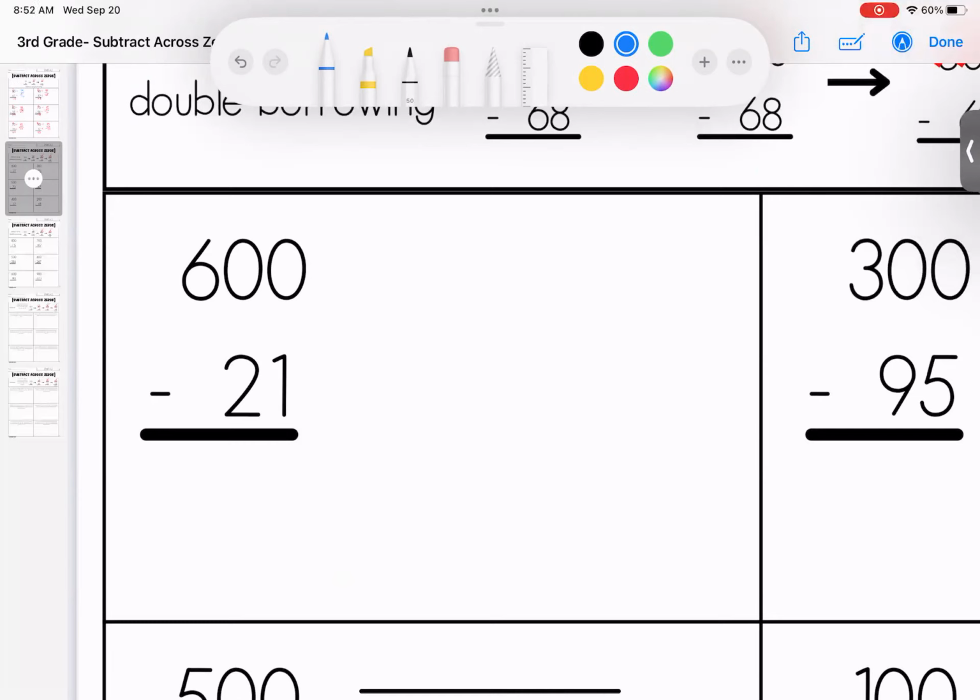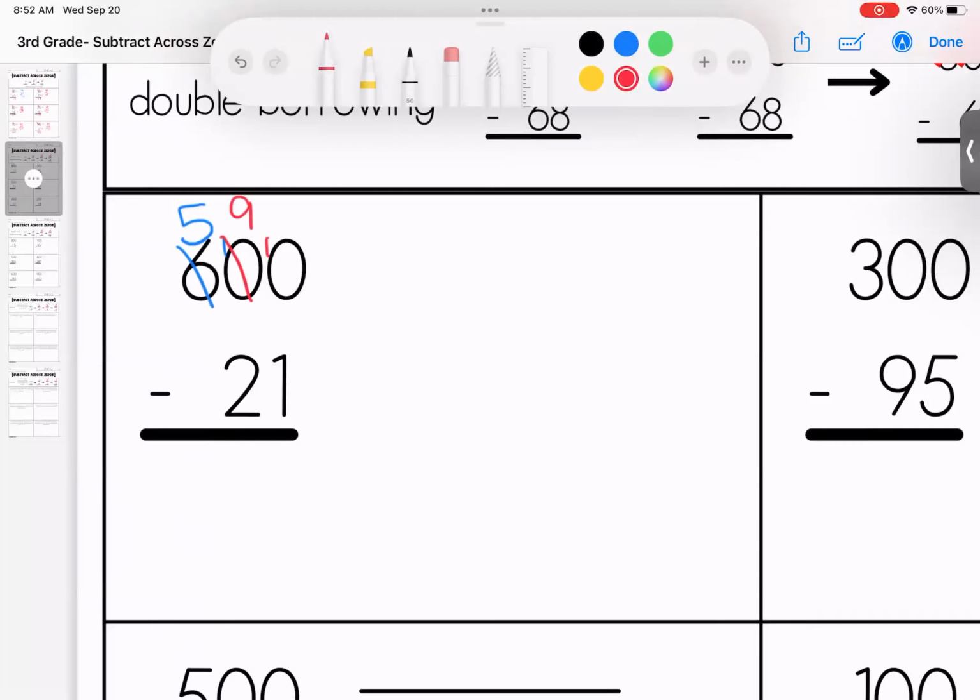I go next door, I have a 0. I have to go all the way to the 6, and I have to share all the way out. So my 6 becomes a 5, and my 0 becomes a 10. Now my first 0 can look next door and say, I need to borrow. So this 10 now becomes a 9, and my 0 becomes a 10.